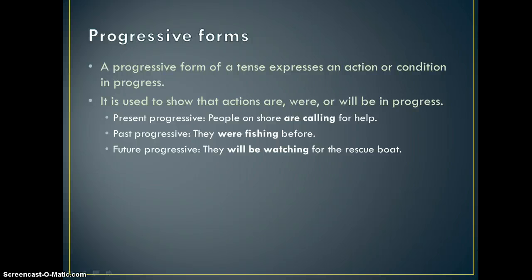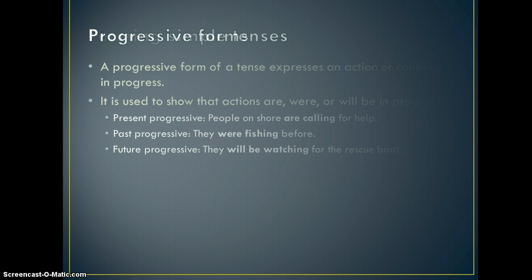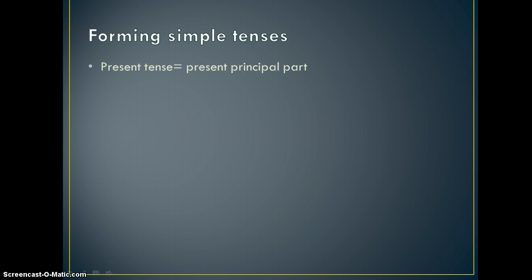The present progressive: people on shore are calling for help. It's happening right now. You have the present form of be, which is the verb are calling. The past progressive: they were fishing before. Were, and then the ing, fishing, to show the progression. And then the future: they will be watching for the rescue boat. Will be watching. Again, each of them will have a form of the word be in front of them and an ing.